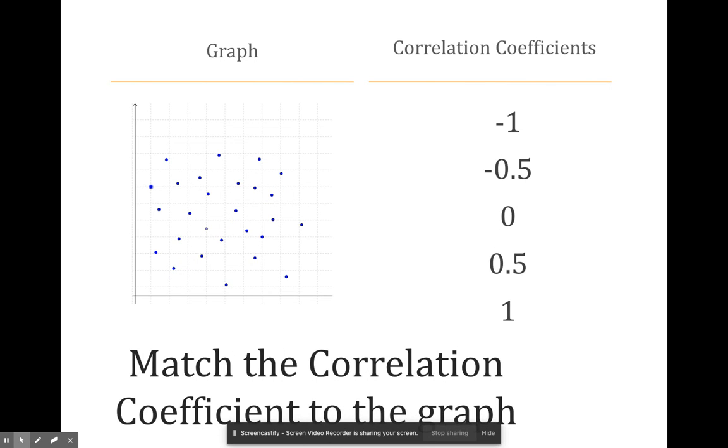All right, one more. All right, this one you should hopefully have chosen 0. There is no apparent pattern. I cannot tell if the dots are going up or down, if they're increasing or decreasing. They're just all over the place, so this would be considered no correlation. All right, so that's what we can do from a graph, if we don't have any other information, we can sort of guess what our correlation coefficient is. And we'll talk about in a later video how to find the exact correlation coefficient.